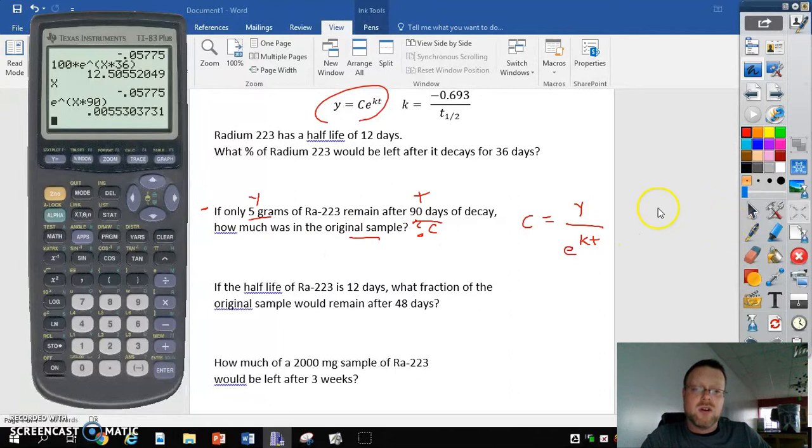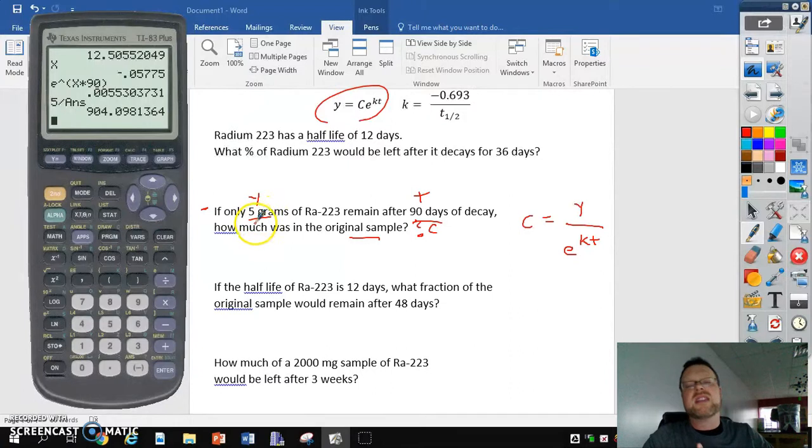Now, the answer will be y divided by e to the kt. Well, that's e to the kt. I just got it. So all I'm going to do is take 5 and divide by the answer that I just got for e to the kt. I'm going to use the second answer function and get my answer. Okay? So you'd expect to get an amount that's larger than 5 grams here because this thing is decaying and 5 grams is left at the end, which means we must have started with way more than 5 grams at the beginning. So our initial starting amount looks like it was about 904 grams in this problem. Okay?